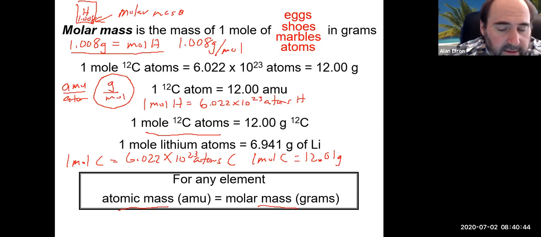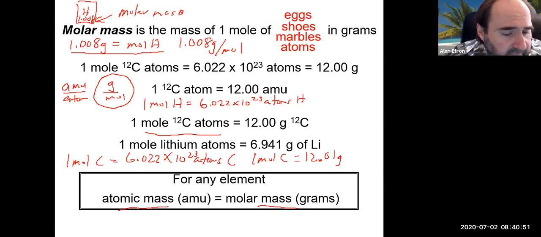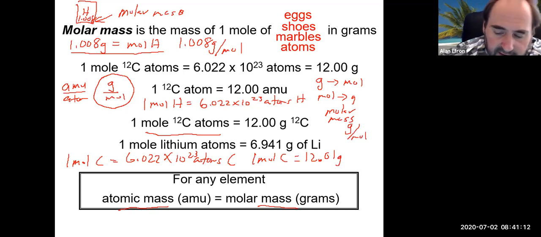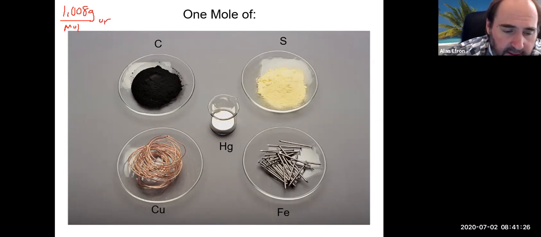So you could get all this information from the periodic table, and the molar mass is essentially a conversion factor to go from grams to moles and moles to grams. We use the molar mass, which again is units of grams per mole. And you can write conversion factors for them. So for example, if you took our hydrogen, you could say there's 1.008 grams per mole. Or you could flip it around and say 1 mole is 1.008 grams for hydrogen.